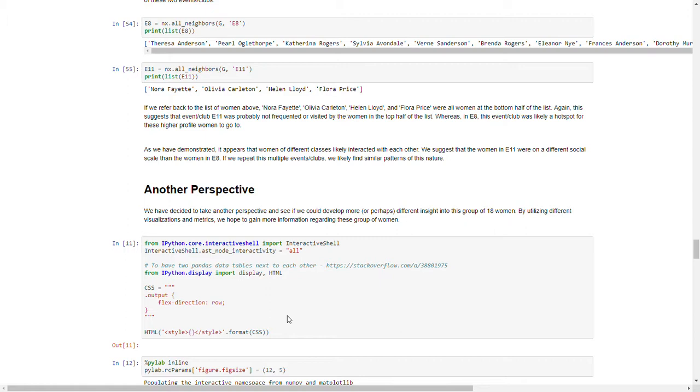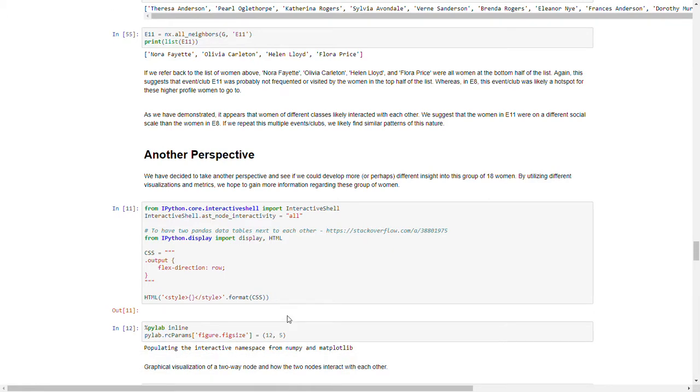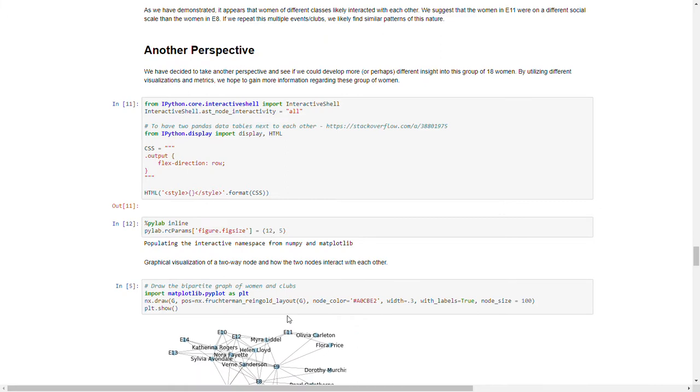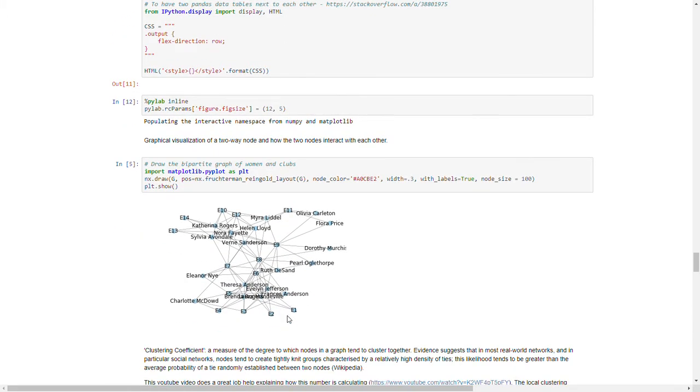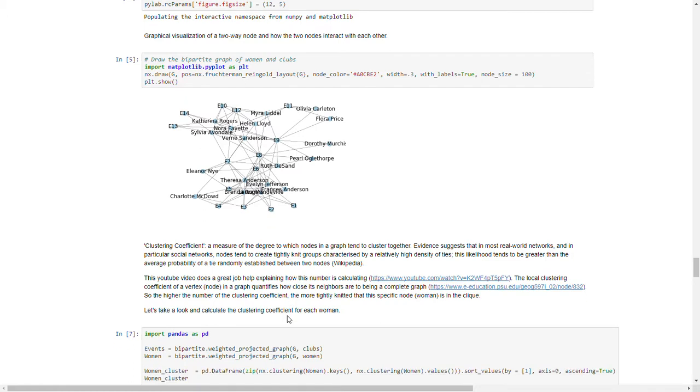So we also took another perspective, a slightly different approach, into the group of the 18 women. We're hoping to gain a little more information regarding this group of women. So again, we're mapping out the connection between the people and the events. And then we took the clustering coefficient. This is the measure of the degree to which nodes in the graph tend to cluster together.